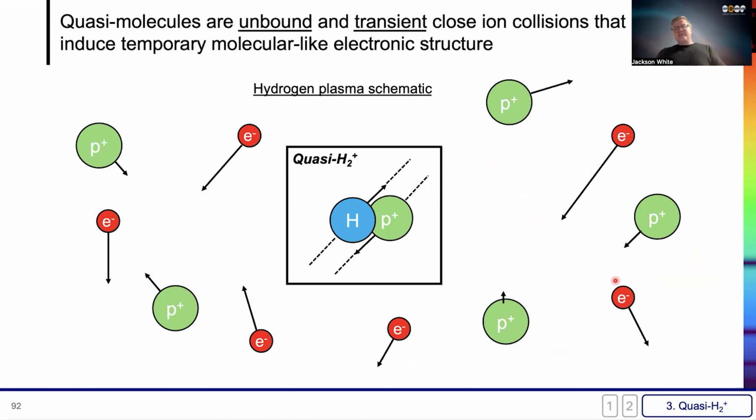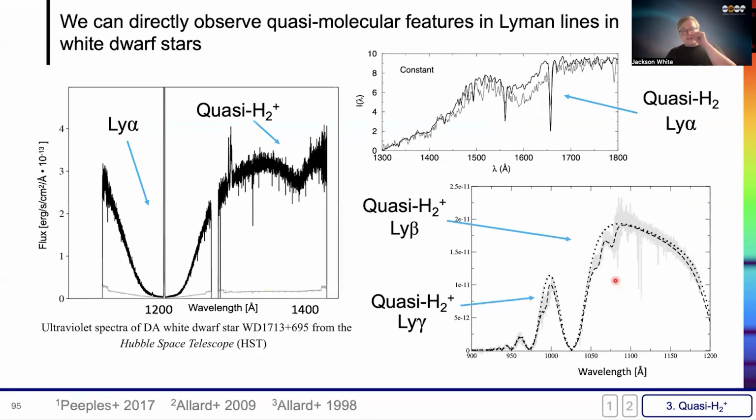So if you have a plasma that's really, really hot, so you can't form bound molecules, but also really, really dense, so that, say, a hydrogen atom and a proton can, with some likelihood, pass by each other at a really close internuclear separation, you can form something like a transient H2 plus system. And we know that these transient H2 plus systems exist because we can observe them in these hydrogen stars.